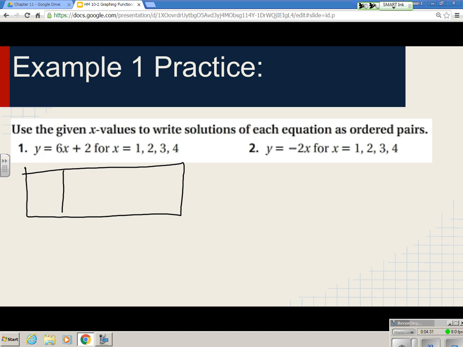So we'll make our table for x, the expression, or the equation, and then y.